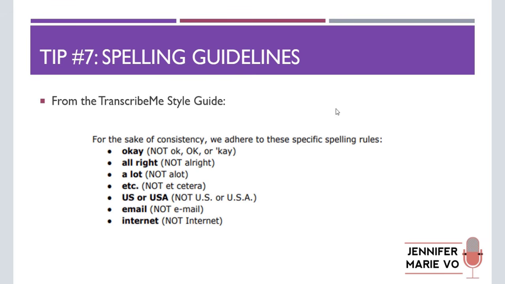Spelling guidelines. Again, this is important to know because every single transcribing website has different rules about this. For the sake of consistency, we adhere to these specific spelling rules. So okay, we're going to spell it like this, not okay, okay, or K. All right is spelled all right.